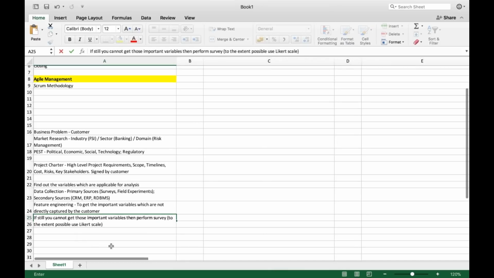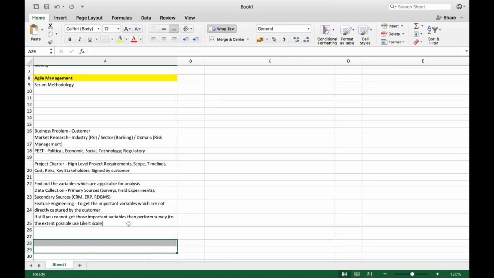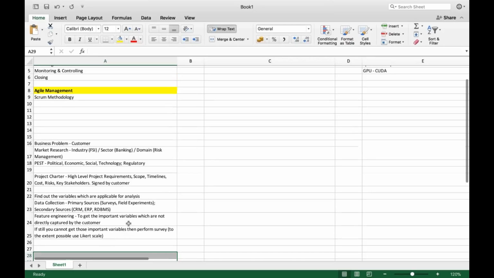Why do we use Likert scale? Because it will be giving you numbers on a 1 to 5 scale. So you will get numbers. You can use those numbers eventually for your prediction purpose. So those numbers that you get would form one column, one variable. So that variable can be used for prediction purpose.